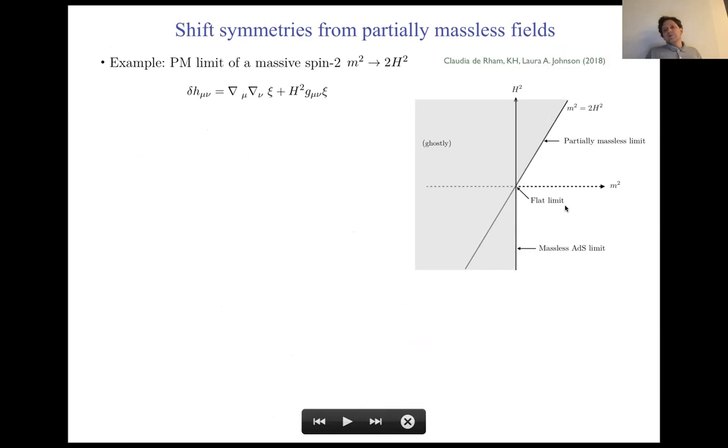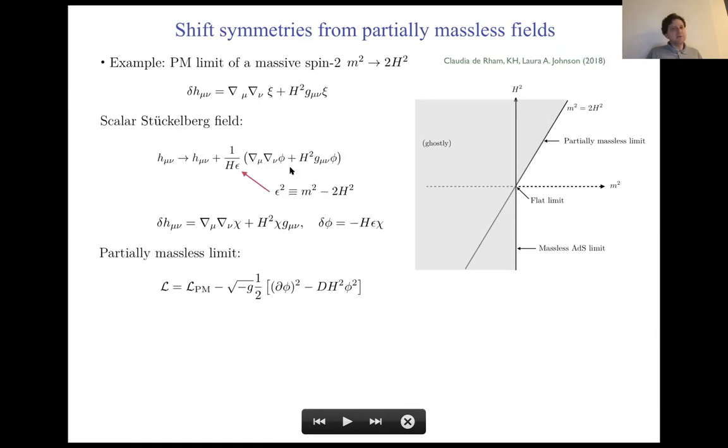Okay, now let's look at the partially massless limit. So now we're going to be taking the limit where we go towards the partially massless line here. The gauge symmetry that we need to reintroduce is the partially massless gauge symmetry, which looks like this double derivative thing. So we need to introduce a scalar Stuckelberg field now, which parameterizes the partially massless symmetry that we're trying to reintroduce. To canonically normalize everything, I have to put this particular combination out front. This epsilon is going to be measuring how far away we are from the partially massless point. So we're going to be taking the limit epsilon goes to 0 with Hubble kept fixed.